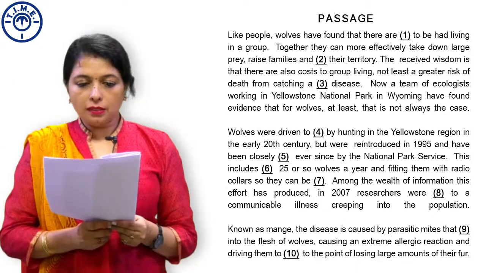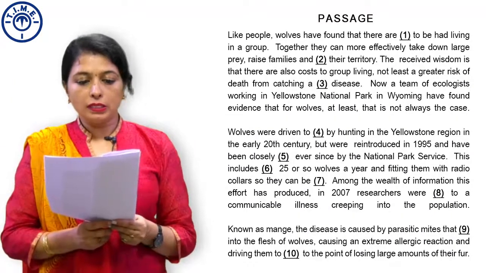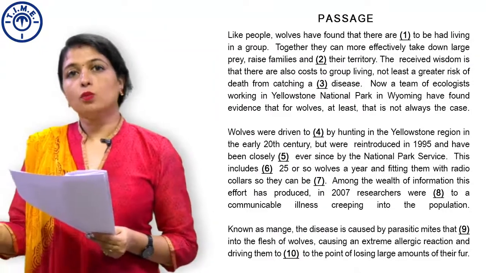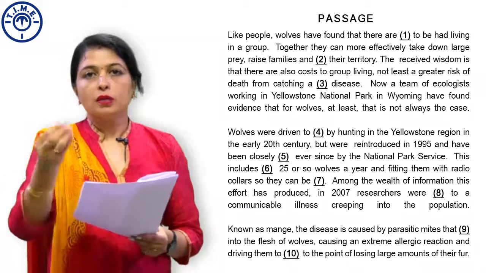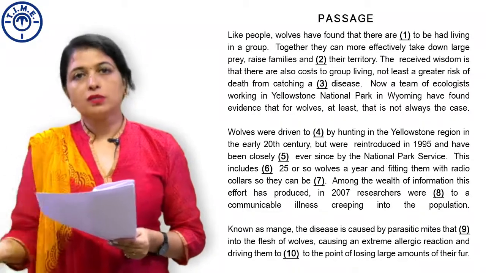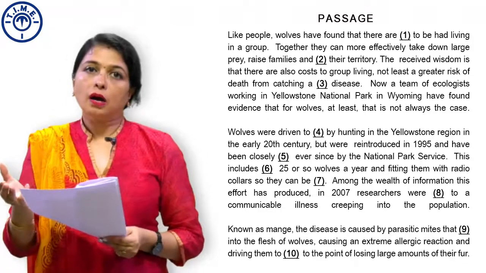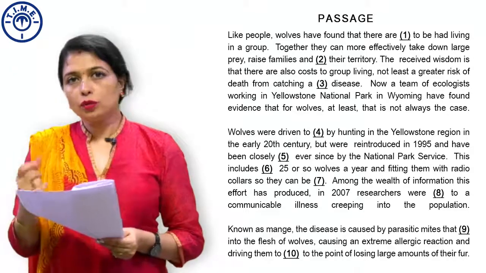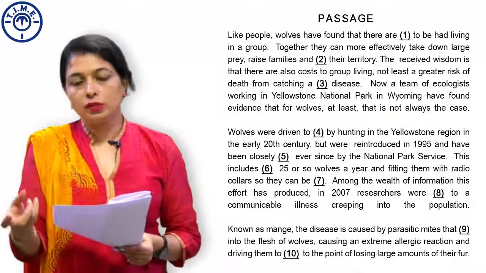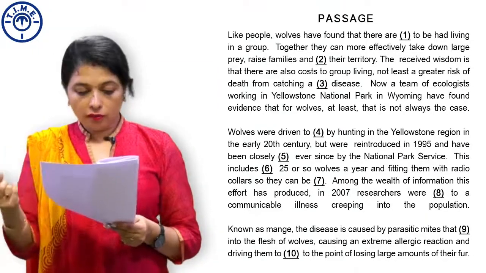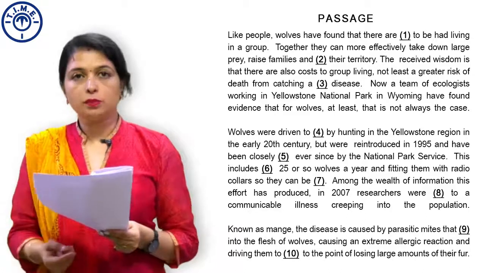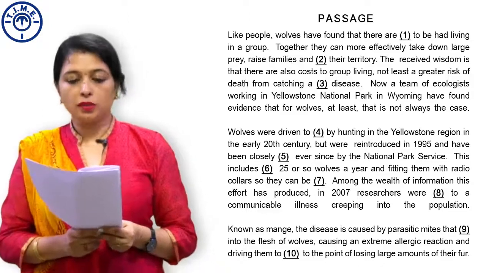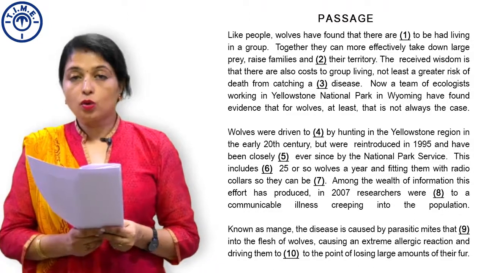The received wisdom is that there are also costs to group living, not least a greater risk of death from catching a dash disease. So, now the author, after broaching the subject with the positives of living together, takes us to the harmful effects of group living, and in this context he mentions the word disease. So, we need to look at that adjective which collocates with the word disease. Dangerous, infected, curable, contagious and treatable all seem to work with the noun disease, but we need to keep the context in mind.